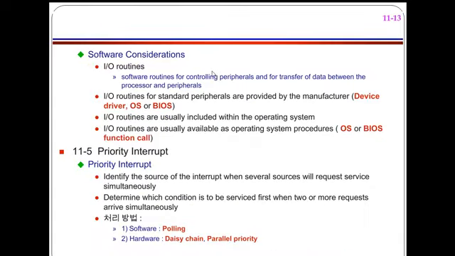What is the software consideration? In the software consideration, input and output routines are required: software routines for controlling the peripherals and for the transfer of data between the processor and peripherals. I/O routines for standard peripherals are provided by the manufacturer, like device drivers, OS and BIOS. I/O routines are usually included within the operating system. They are available as operating system procedures, OS and BIOS function calls.